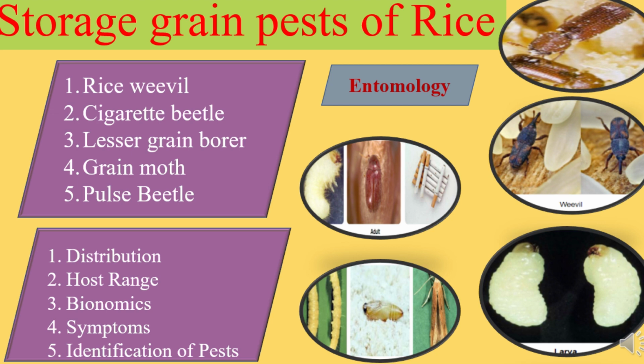Today let us discuss the storage grain pests of rice, and the primary storage grain pests that are internal feeders. We will be discussing rice weevil, cigarette beetle, lesser grain borer, grain moth, and pulse beetle. In detail, we will be discussing the distribution, host range, dynamics, symptoms and identification of the primary pests listed above.